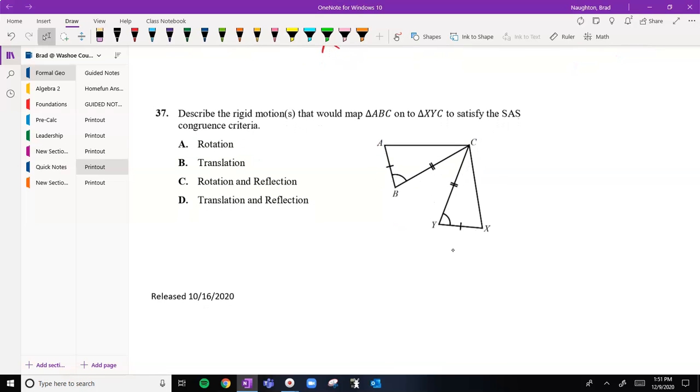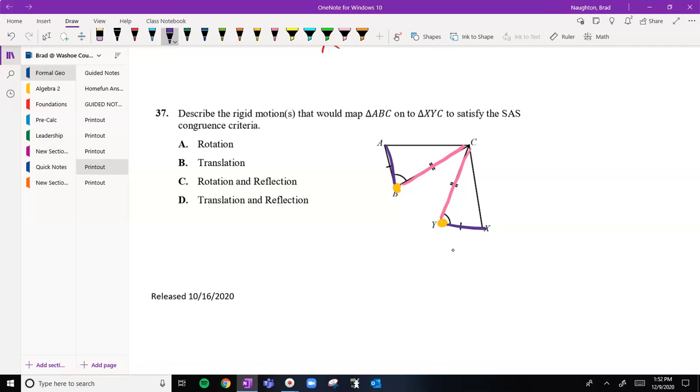Alrighty. So, ladies and gentlemen, how are we going to get this by SAS? Okay, they're trying to just basically use the SAS to try to trick you. This is a transformation question. How do I get this angle to be this angle, and that this side goes to this side, and this side over here goes to this side over here?